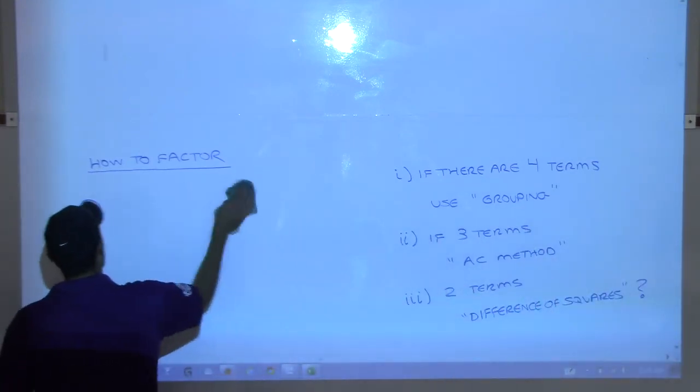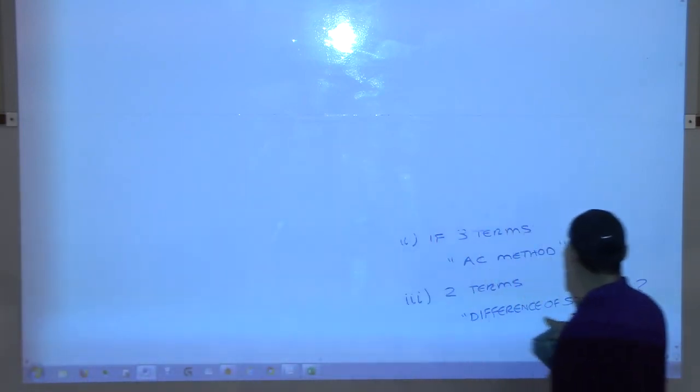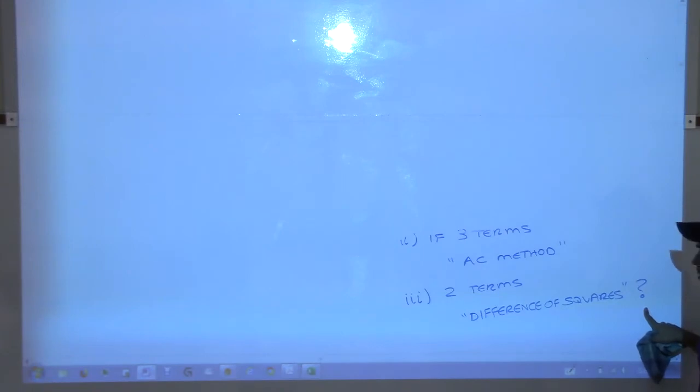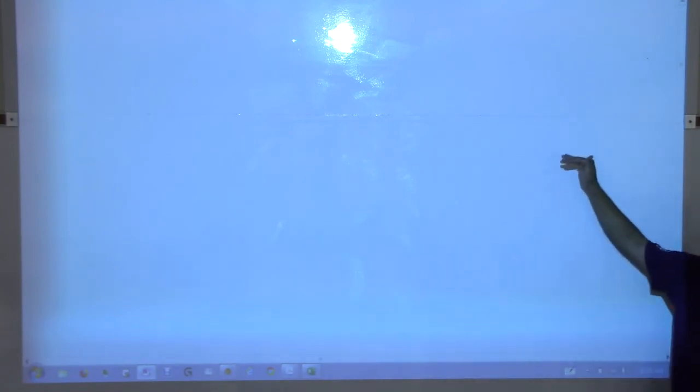We got those steps kind of set. You ready to see them in action now? What's that last one? Difference of squares, question mark? Yeah, like if you have it. We'll look at it.